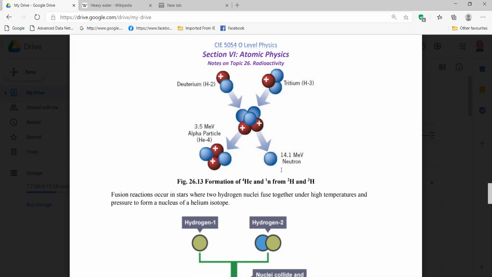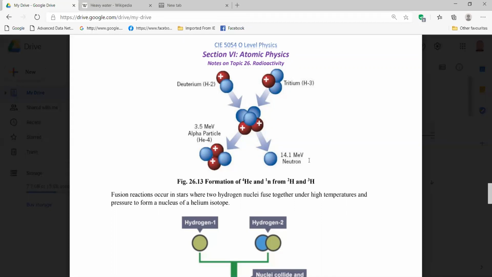that is a free neutron with 14.1 mega electron volt energy. Mega electron volt is the energy unit. You know joules, right? The energy unit is joules. And at the molecular level, we use electron volt. The joule we use on a bigger scale, but at the molecular level we use this unit, electron volt. In A levels, we will show you how to convert joules to electron volt.